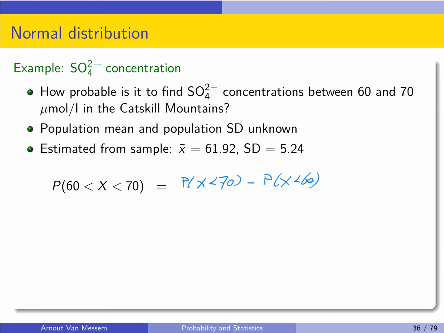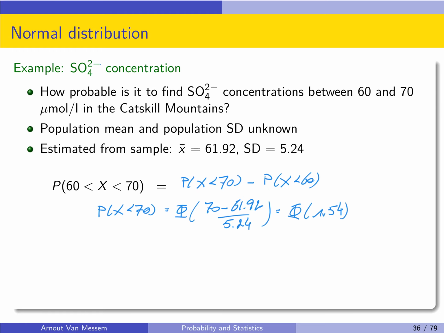What we then have to do is calculate these two probabilities. Let us start with the probability for x smaller than 70. The first thing we have to do is bring it back to a standard normal distribution. So we subtract the mean and we divide by the standard deviation. So we get phi of (70 minus 61.92) over 5.24, which is phi of 1.54.